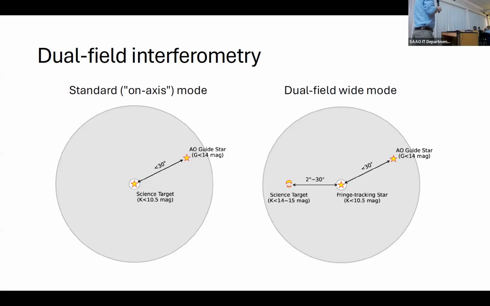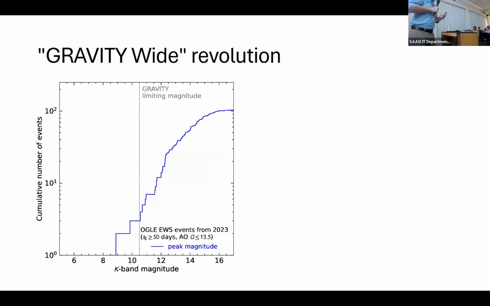So, as you know, because we are observing toward the Galactic bulge, there are plenty of bright stars, and so the chances that we will have a suitable bright star within 30 arcseconds of our microlensing event are very high. So this increases dramatically the number of microlensing events that we can follow up with GRAVITY.